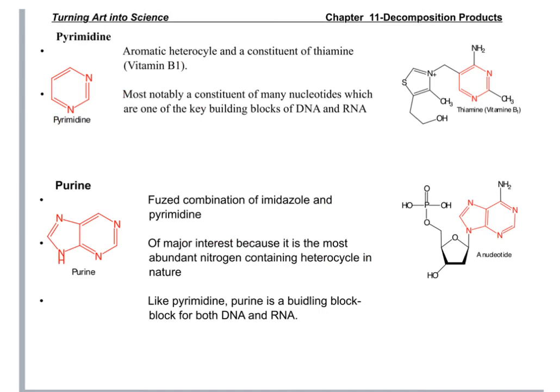Here you have pyrimidine, which is a constituent of thiamine or vitamin B1. It is a constituent of nucleotides that are going to make up our DNA and RNA. Purine is a fused combination of imidazole and pyrimidine. It is of major interest because it is the most abundant nitrogen-containing heterocycle in nature, so we see that in nature a lot, and again it is a building block for both DNA and RNA.